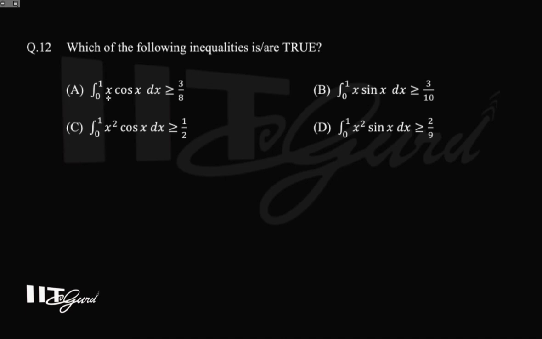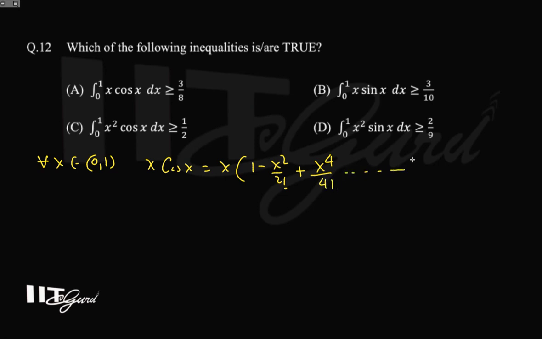So here in question number 12, there are 4 options, with sine, cos, and x squared, with limits between 0 to 1. Inequality is there. So better to go for expansions of sin x and cos x. For every value of x belonging to 0 to 1, one can write the expansion of cos x and then multiply with x: 1 minus x square by factorial 2, plus x to the power 4 by factorial 4, and so on up to infinity. This shows that it is greater than x times the bracket 1 minus x square by 2.